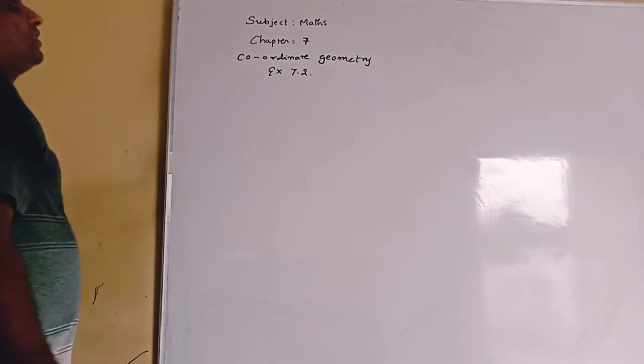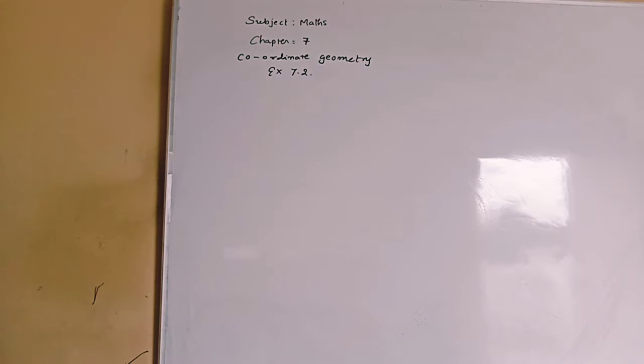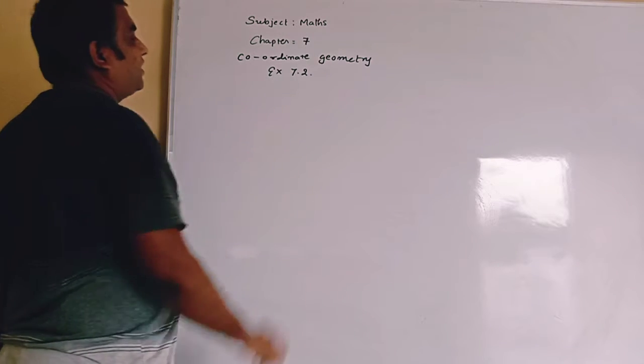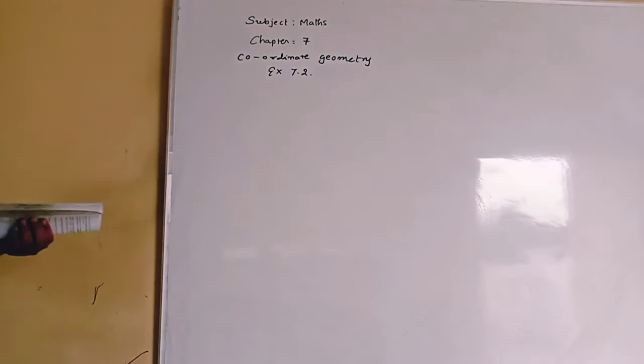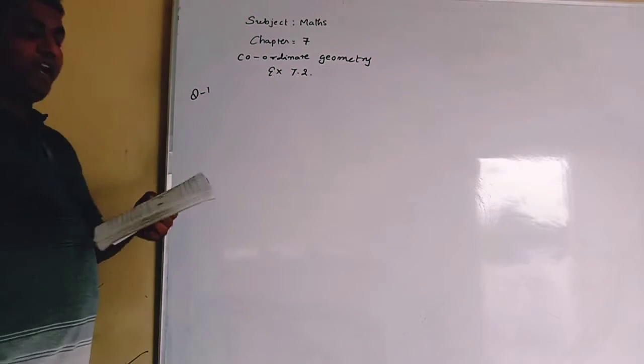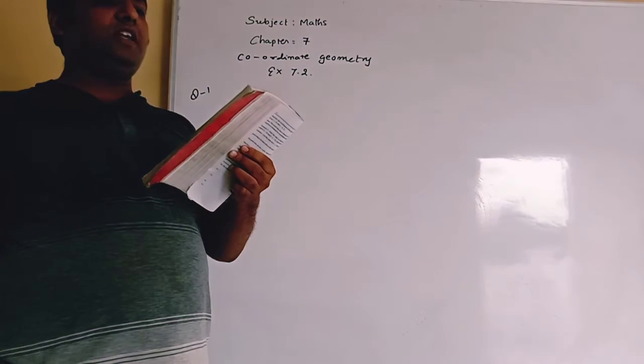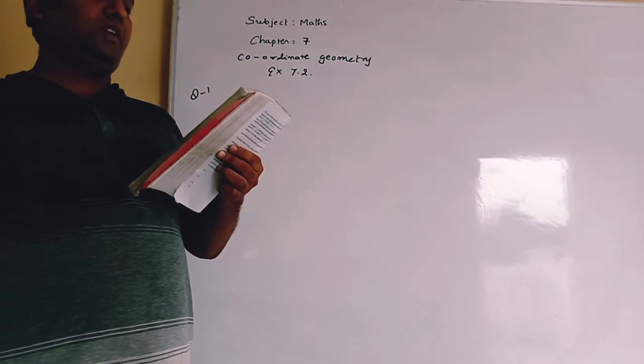Hello friends, today in Maths chapter 7 Coordinate Geometry, we will study the exercise 7.2 solution. So question 1 we have, find the coordinate of the point which divides the join of -1, 7 and 4, -3.